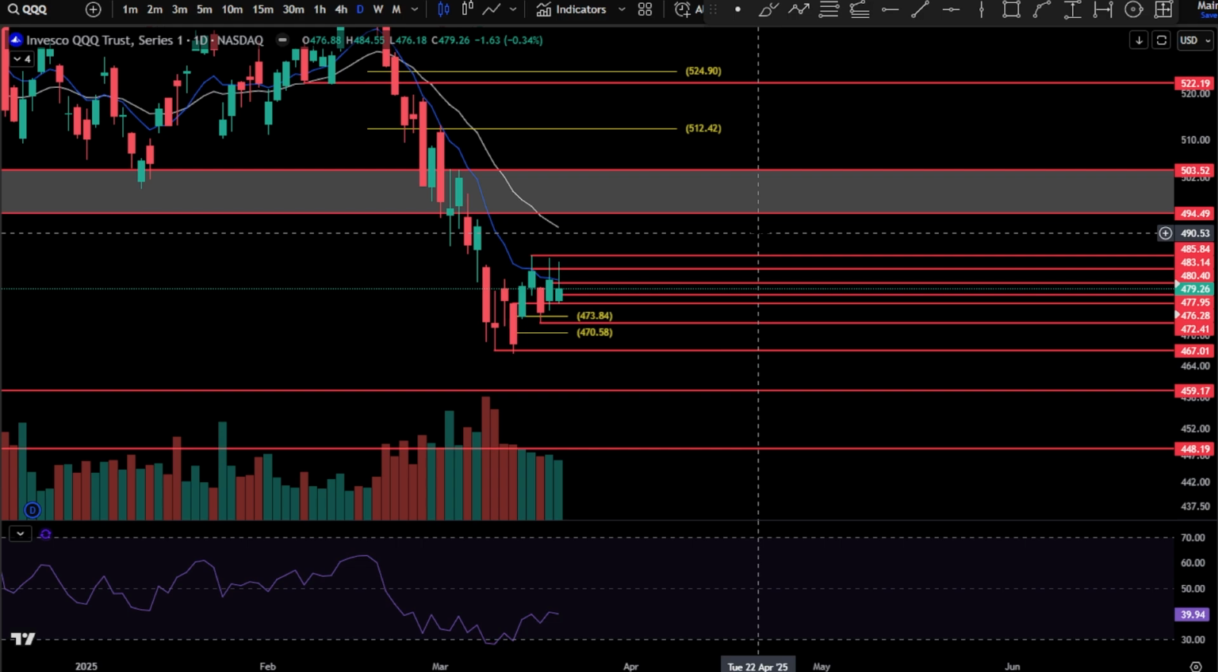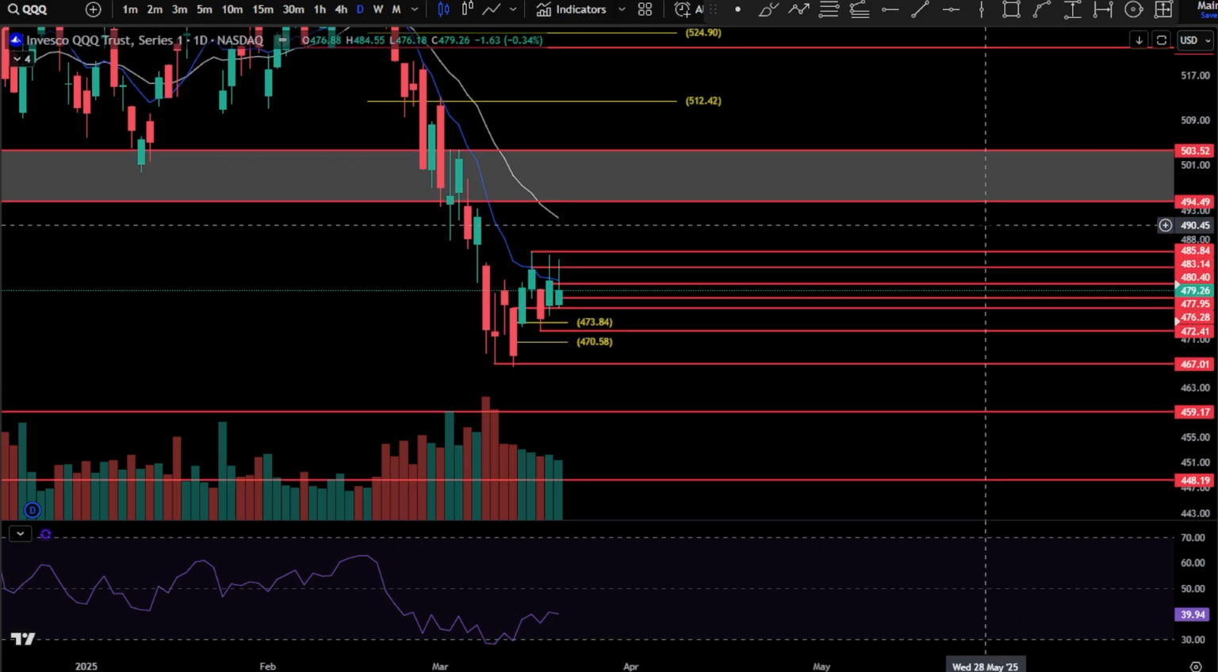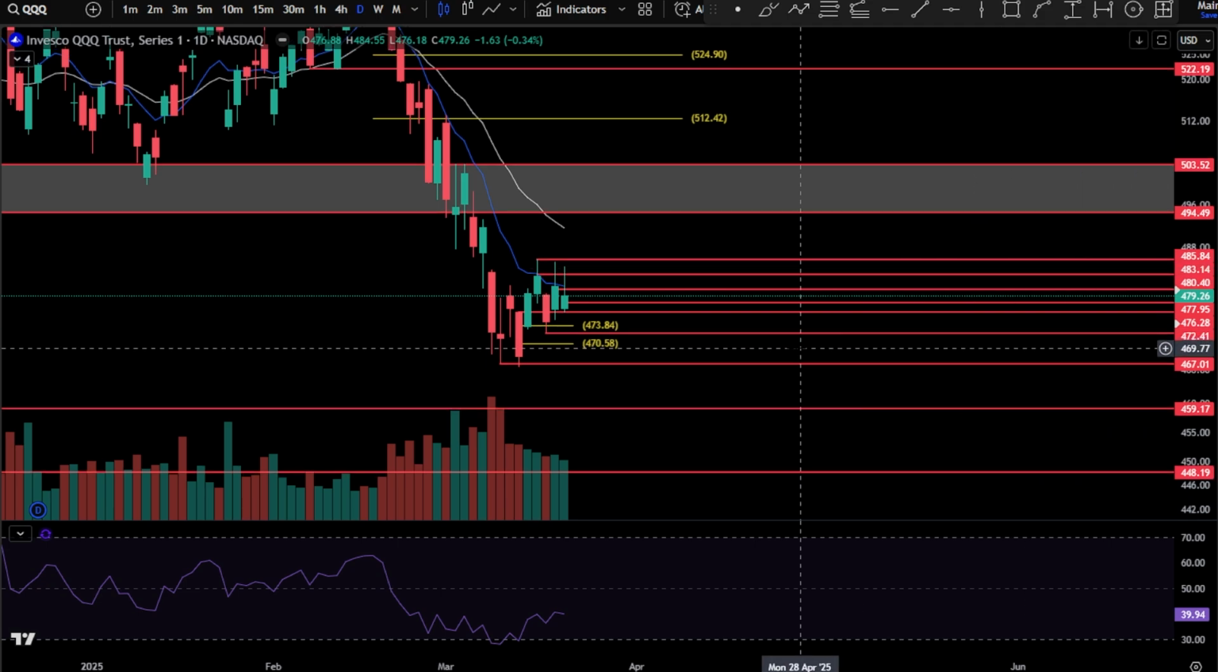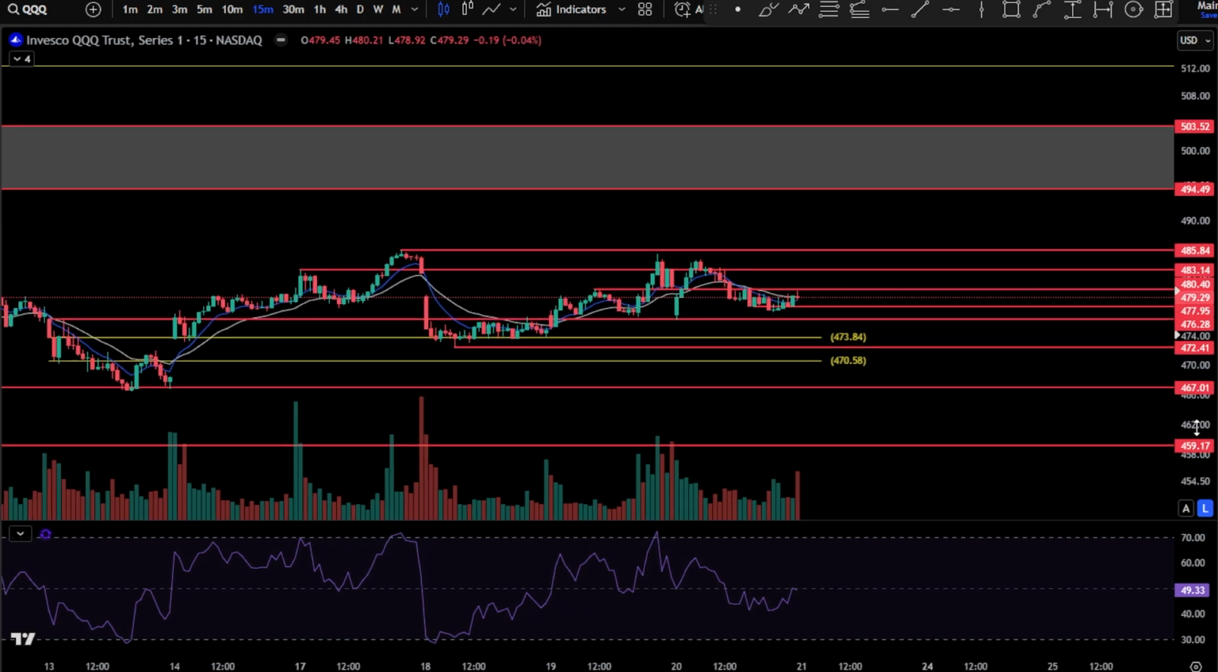Alrighty, guys, another day of rejection here at the 9 EMA on the daily time frame. It is looking like the thing wants to roll over, but we got two scenarios to talk about. It really just depends on where it's going to go. You're going to break above 585.84, or are you going to break down under 472.41? It's going to be one or the other, but those are your two scenarios.